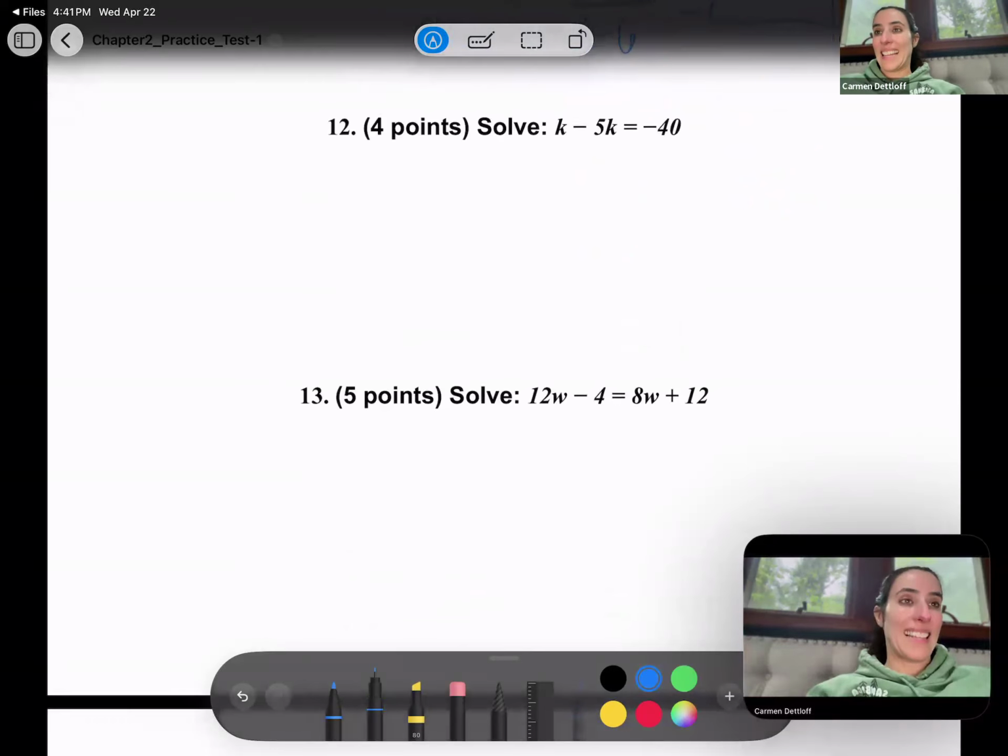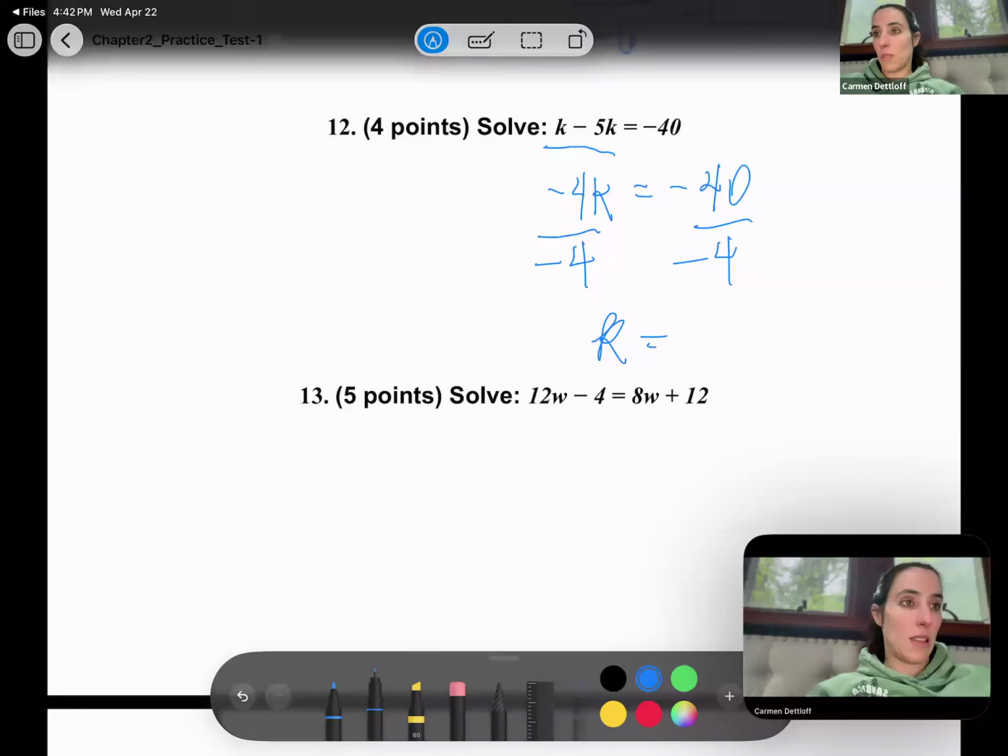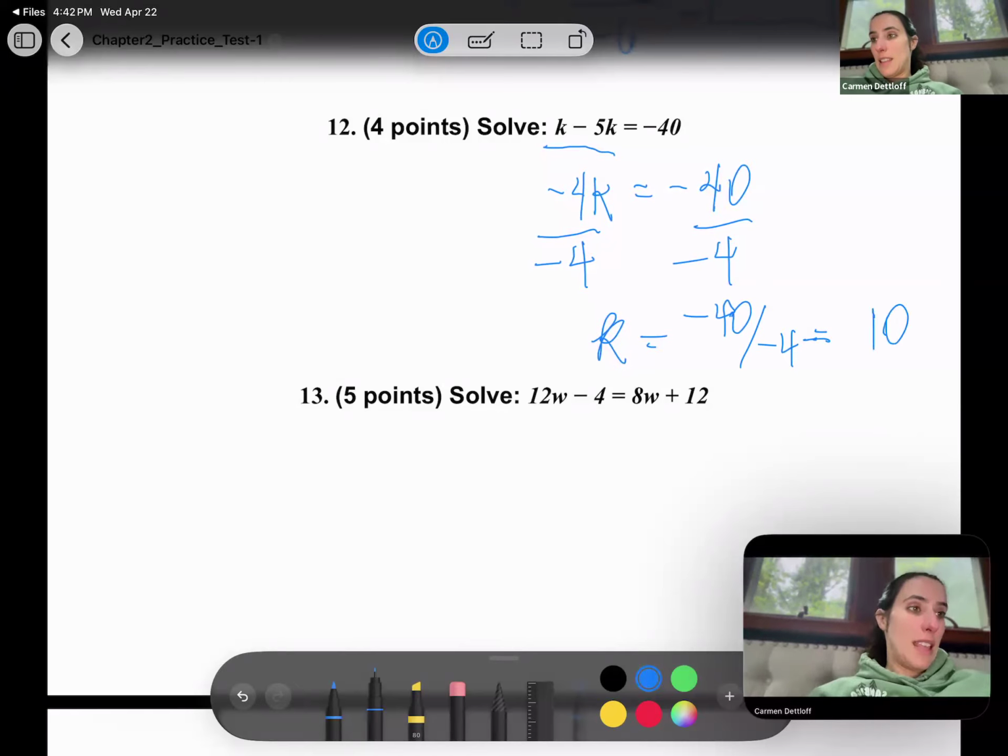Let's solve this one. Okay, I look for like terms. I've got like terms over here on the left half of my equation. K minus 5k. So that gives me negative 4k equals negative 40. And now I'm going to ask myself, what should I do to both sides? Negative 4k. That's being multiplied by k. So I want to do the opposite of that. The opposite of multiplying is division. So I'm going to divide both sides by negative 4. I get k is equal to negative 40 over negative 4. That's going to give me a positive answer. 40 over 4 gives me 10.